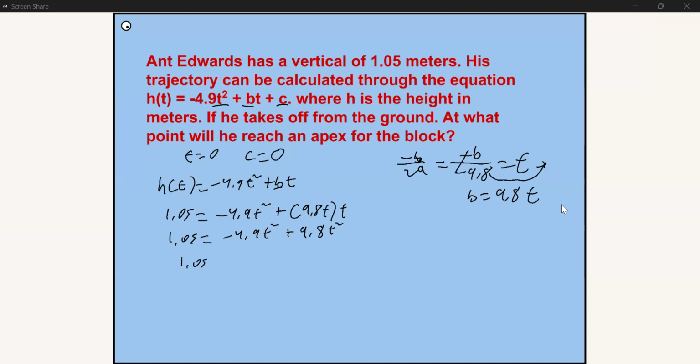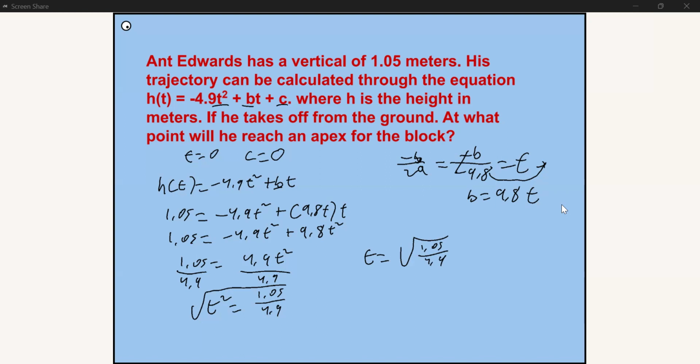So 1.05 equals 4.9t squared. So if we divide both sides by 4.9, t squared equals 1.05 over 4.9. And then if we square root both sides, we're going to get t equals the square root of 1.05 divided by 4.9, right?